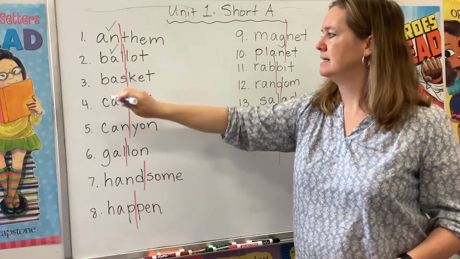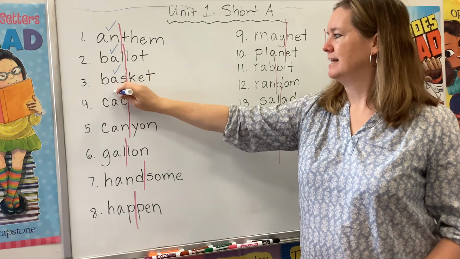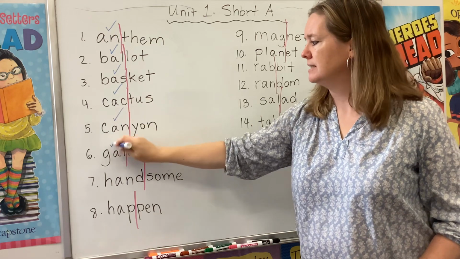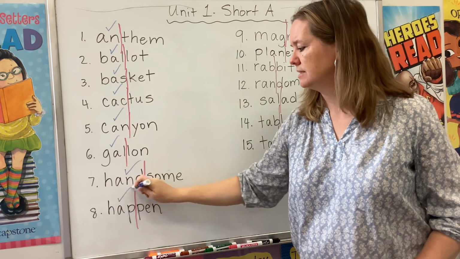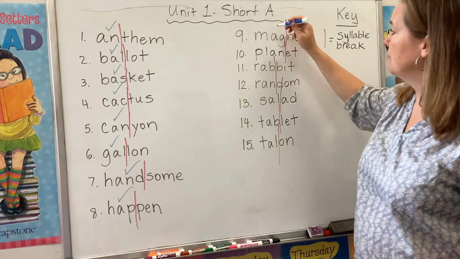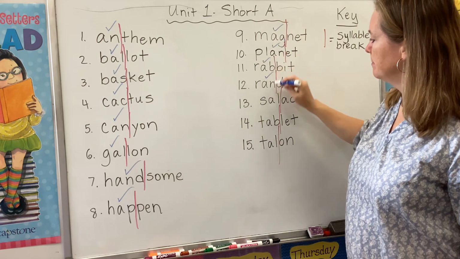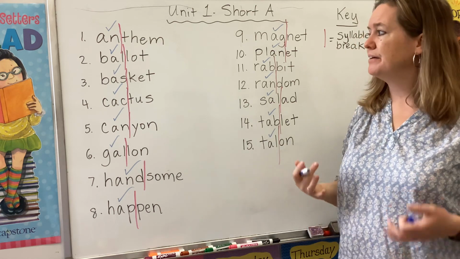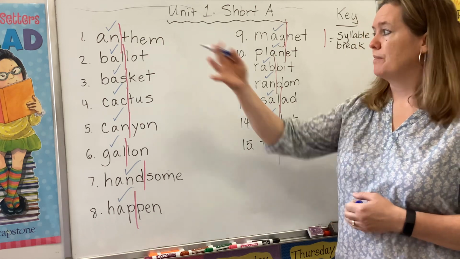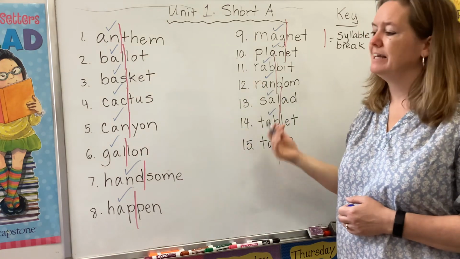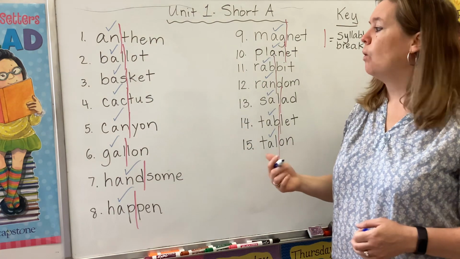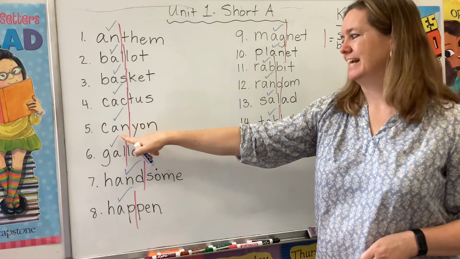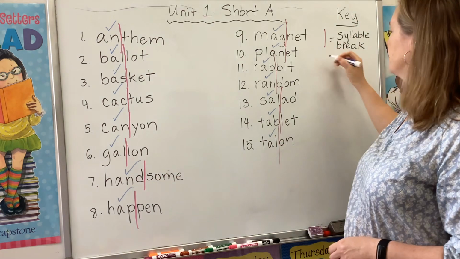Ballot, basket, cactus. Are you noticing a pattern here? Every single one of these words has a stressed first syllable. Now, the good thing about a stressed syllable, it's very predictable. The letters say their sound. So the A in each of these syllables is going to say short a, or if it comes before an N or an M, it's going to say a slightly different sound, like in canyon or handsome.